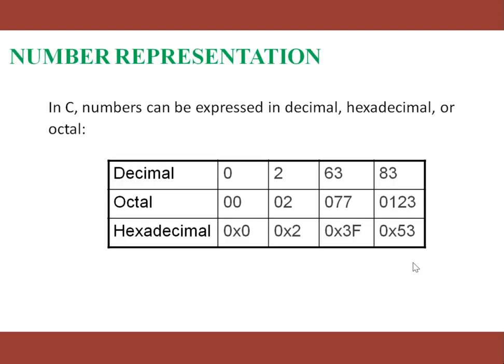Let's talk about number representations. How do we represent numbers? We represent numbers in decimal, hexadecimal or octal format in C. Decimal representation is generally like 0, 2, 63, 83. Octal is like 0, 0, 0, 2, 0, 7, 7, a leading zero followed by digits. Okay. Then we have hexadecimal. In hexadecimal, we have the format like 0x0. It's a combination of alphabets and numerals.